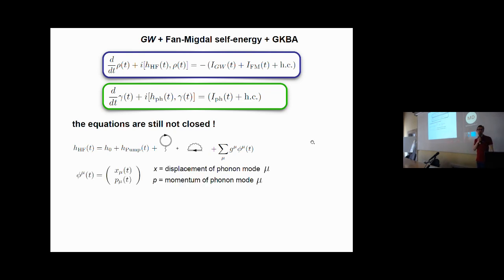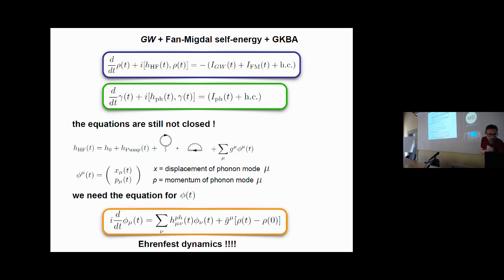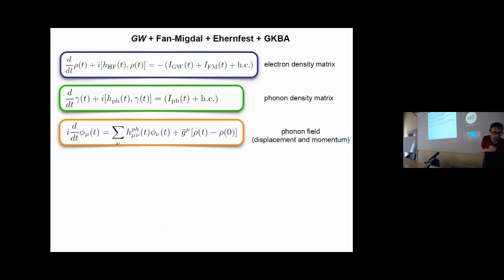This is not difficult to derive. This is the equation of motion. This is linear, it scales linearly in time. It's a scalar equation, so very easy to solve. So at a negligible extra computational cost, we have also the Ehrenfest dynamics. So we are very happy, because now we have a closed set of equations of motion for the electron density matrix rho, the phonon density matrix gamma, and the classical nuclear displacement phi. Closed equations. We are very happy.